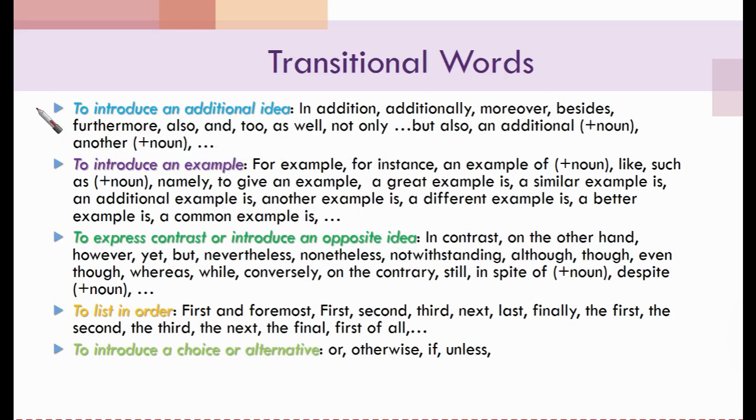So you can read it carefully, okay, when you're adding ideas, when you're using examples. So you can use these transitional words for supporting sentences. For example, for instance, an example of, like, such as, namely, to give an example, a great example is, a similar example is, another example is, a common example is. So this is kind of important. When you're using examples for your supporting sentences, you can start with this.